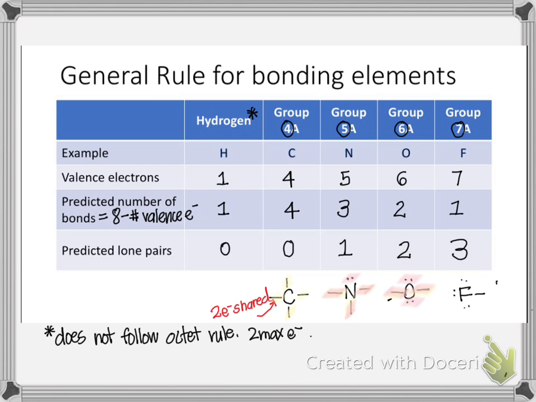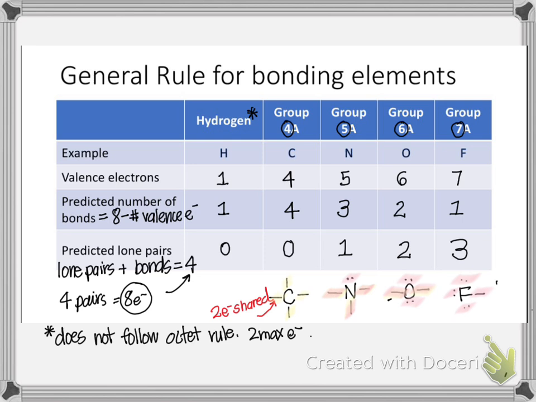And that gives it 2, 4, 6, 8. So in general, if we want to think about it, if you add up the lone pairs plus the number of bonds that are present, for everything but hydrogen, we would get the number 4. And what that's saying is we have 4 pairs, which would equal 8 electrons, which is the goal when we're following the octet rule.